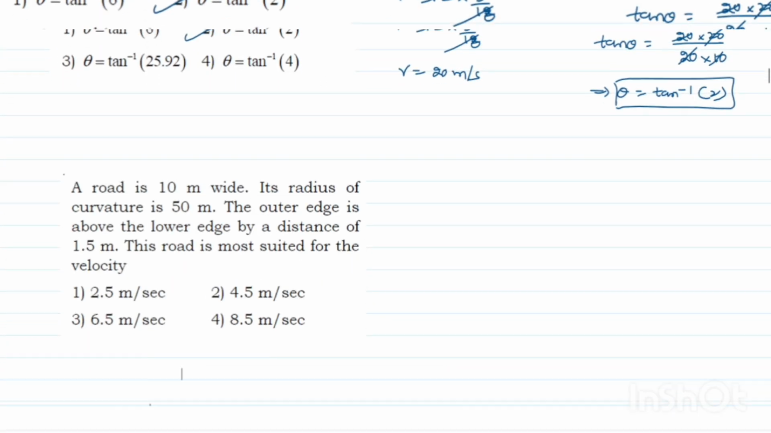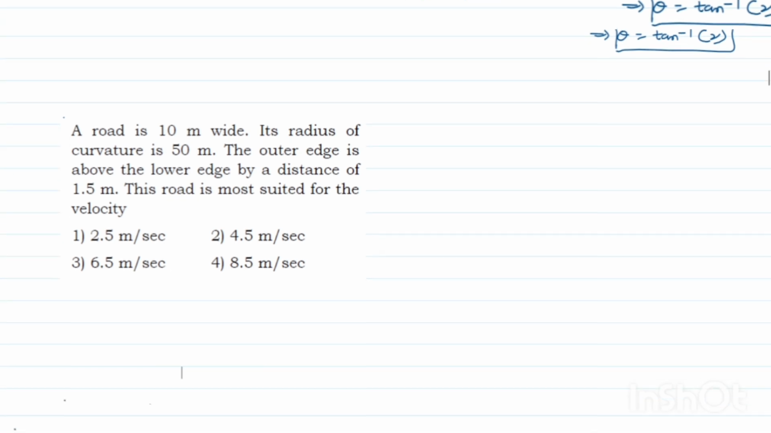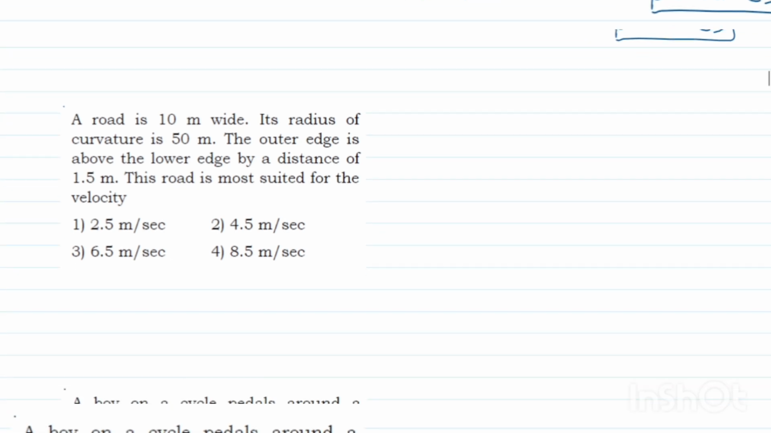Let us see the next question. The road is given as 10 meter wide. Its radius of curvature is given as 50 meter. The outer edge is above the lower edge by a distance of 1.5 meter. So this road is best suited for what velocity?